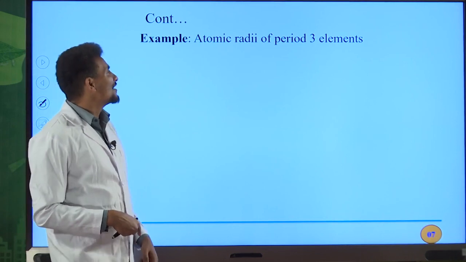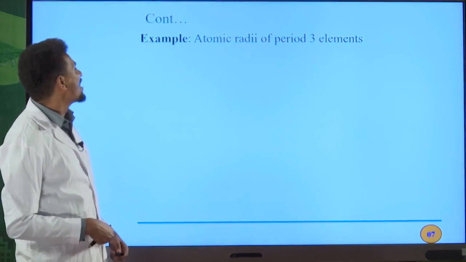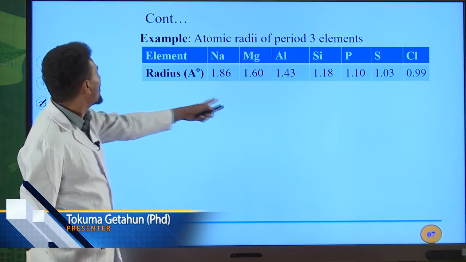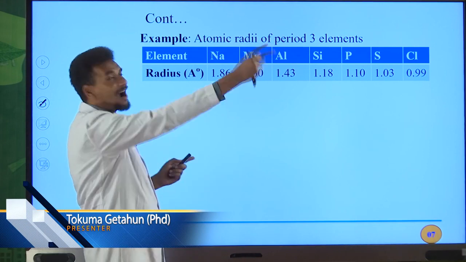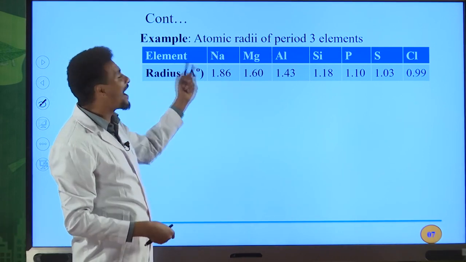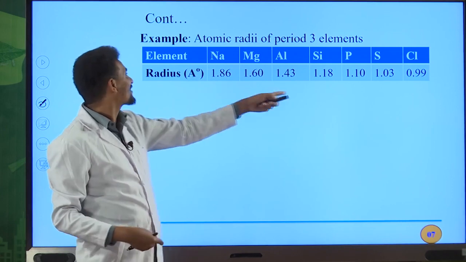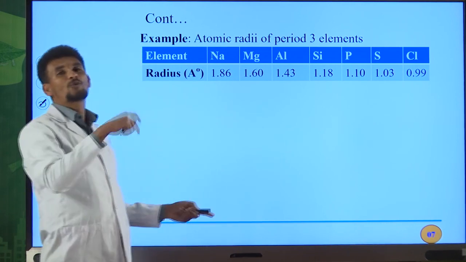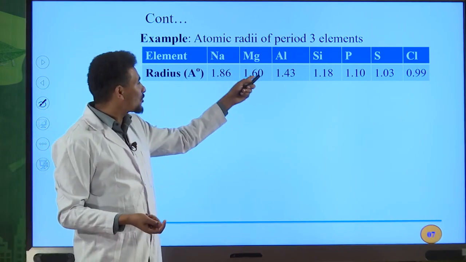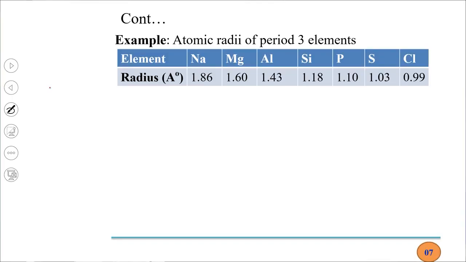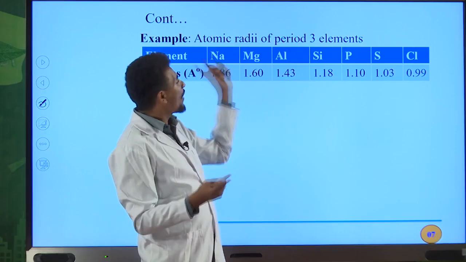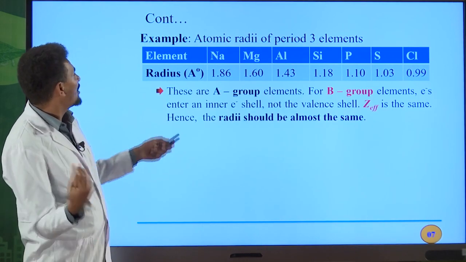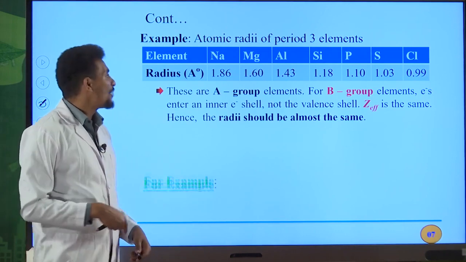Okay, atomic radius of period 3 elements: sodium, magnesium, aluminum, silicon, phosphorus, sulfur, chlorine. When we move from left to right across the period, the atomic radius decreases. For sodium, it is 1.86 angstrom. Angstrom is equal to 1 times 10 to the power of minus 10 meter. This one has only 1.60 angstrom of radius, and it decreases when you move from left to right across the period. So this table shows you the atomic radius of period 3 elements.